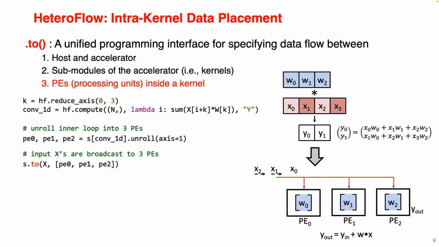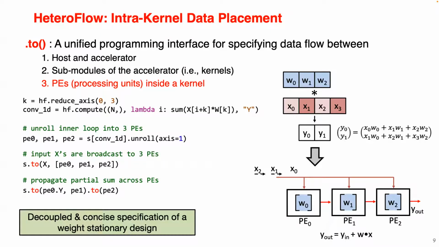And we can use this .2 to broadcast our input image to all these PEs, and then we use .2 and cascade .2 to propagate the partial sum from one PE to another. Here, we are propagating the partial sum from PE0 to PE1 and finally PE2. With this .2, we are able to build a weight stationary systolic array for a 1D convolutional kernel using just a few lines of code.